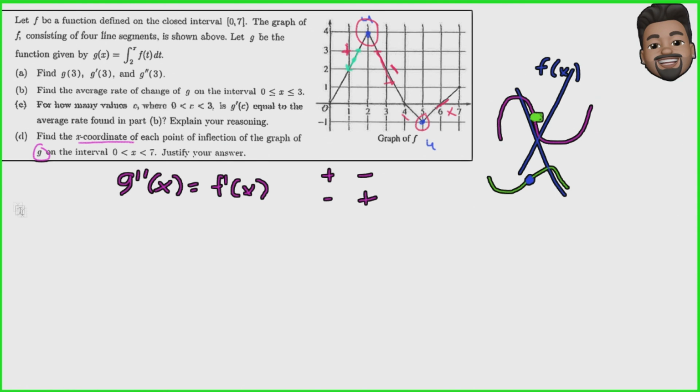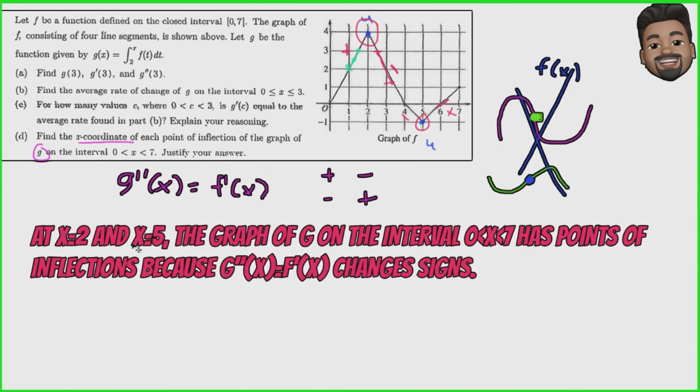So we'll say at x equals 2 and x equals 5, the graph of g on the interval 0 to 7 has points of inflection because g double prime of x equals f prime of x changes signs. I don't need to say that 2 changed from positive to negative and 5 changed from negative to positive. We just know that to be a point of inflection, your second derivative has to change signs. So hopefully that makes sense.